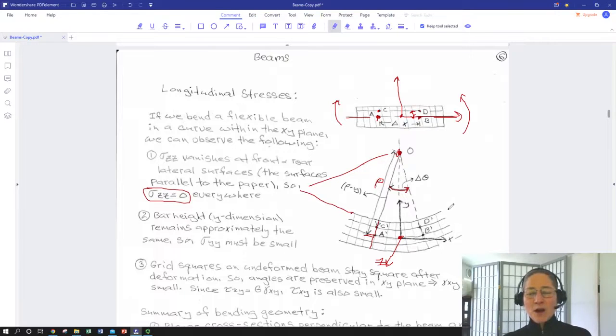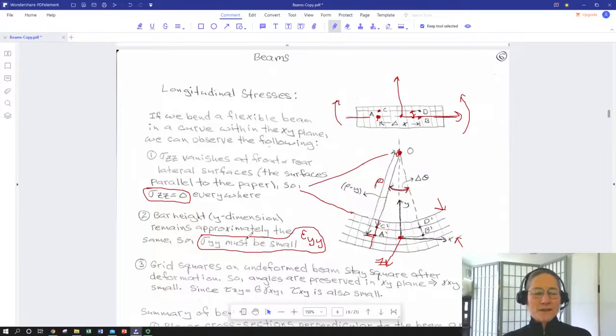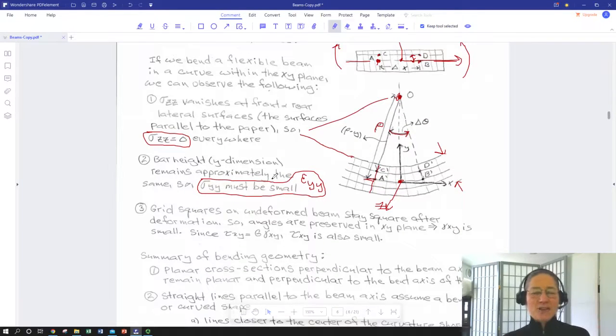We're going to say that the bar height in this direction doesn't really change much. That dimension is preserved. So for that dimension to be preserved, that means we're not compressing it, we're not extending it, and that means the strain in the y direction, epsilon y, is pretty small, so that must mean sigma y is also pretty small. So there's not much strain in the y direction. We're going to assume that is negligible.